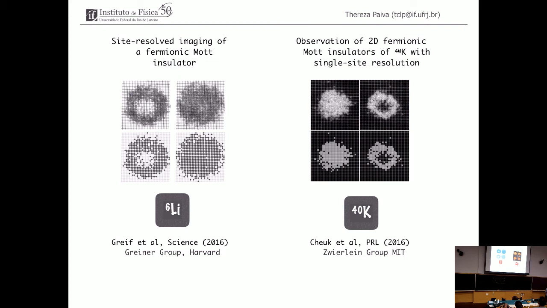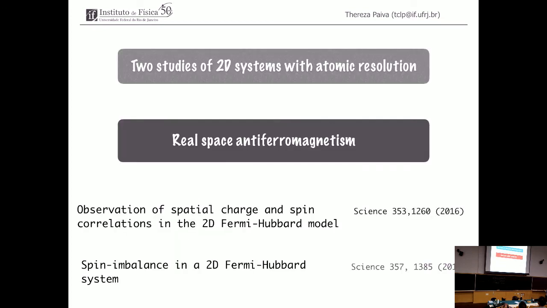As I mentioned, when these experiments are done, the first thing to look at is the Mott insulating phase. Here is Greiner's group from Harvard. This is the actual image, and here is the pixelization. This hollow system is actually doubly occupied, and here for a different density we see a single atom per site, which is the Mott insulating phase. And here is the same for potassium in the Zwierlein group. So at the same time, they were able to observe the Mott insulating state.